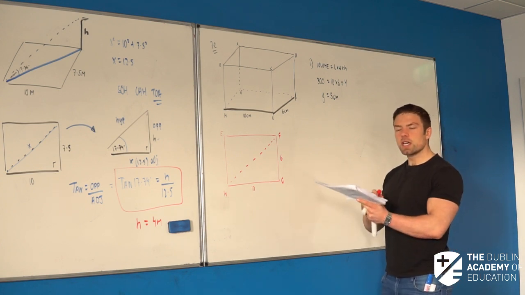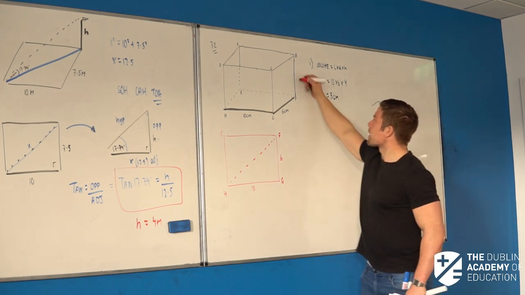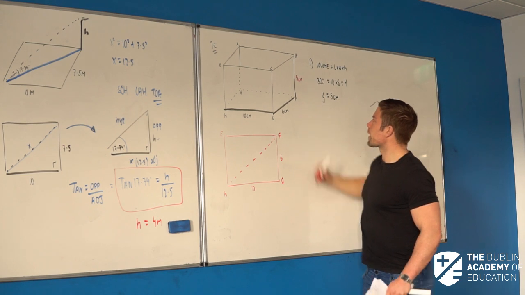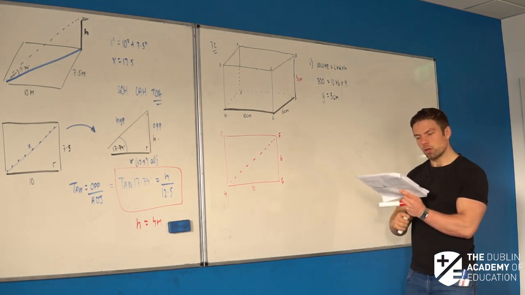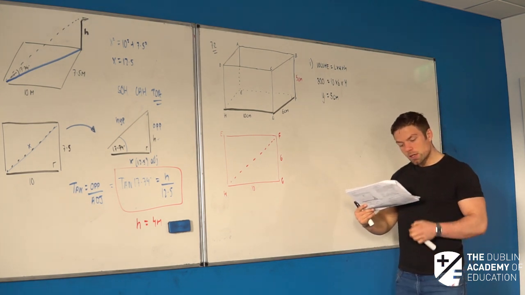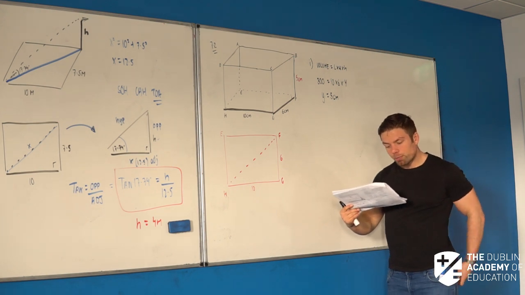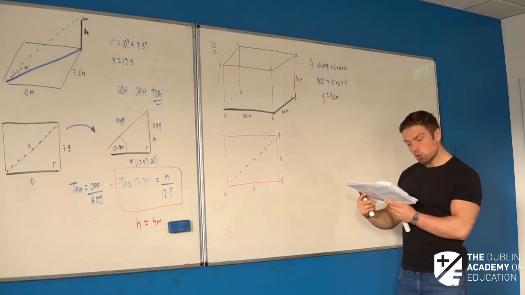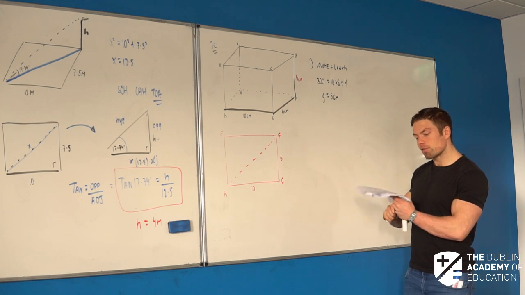So what I would do is I'd go back to my 3D piece and I'd write the 5 there. Okay, cool. So that first part, really, really easy. Then it says show that BH is 12.7. So show that BH is 12.7.